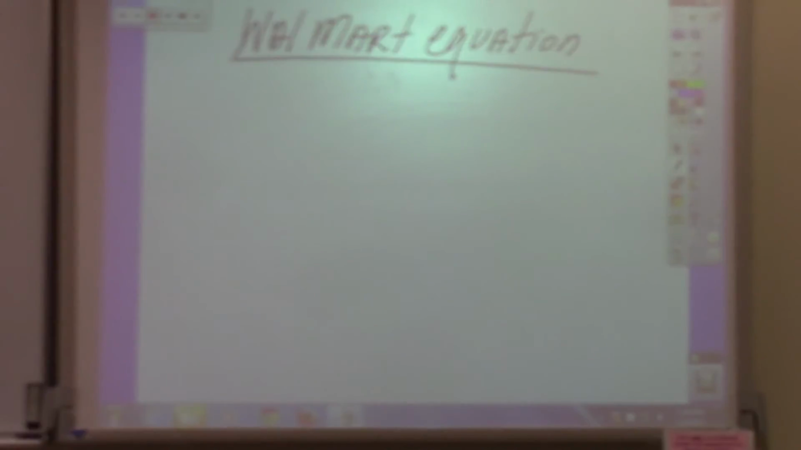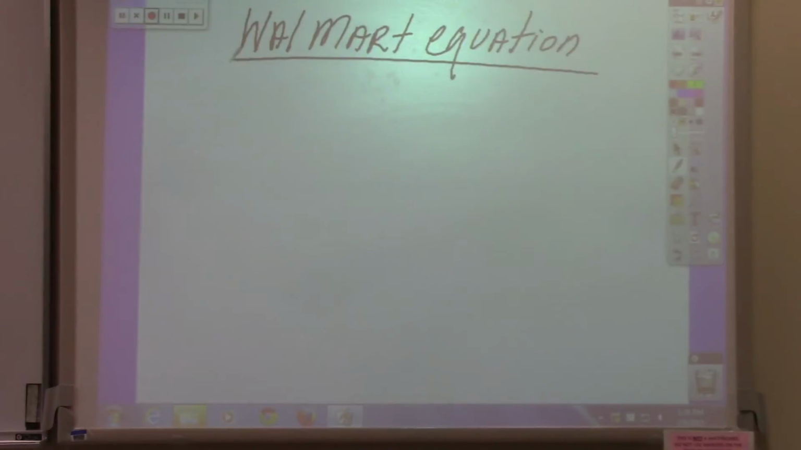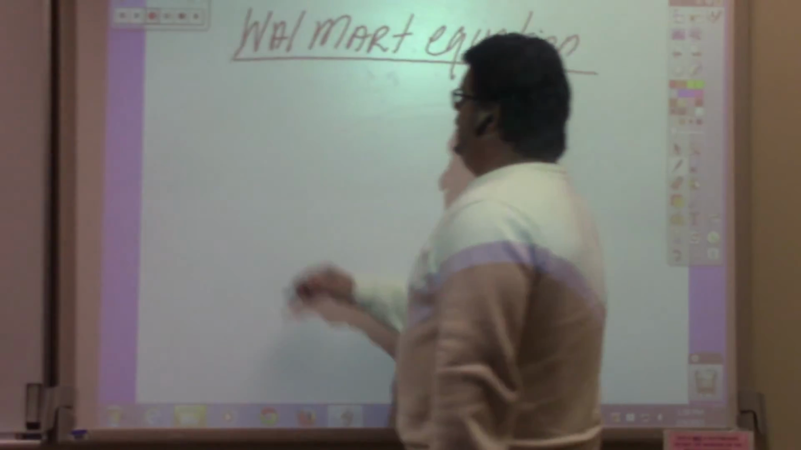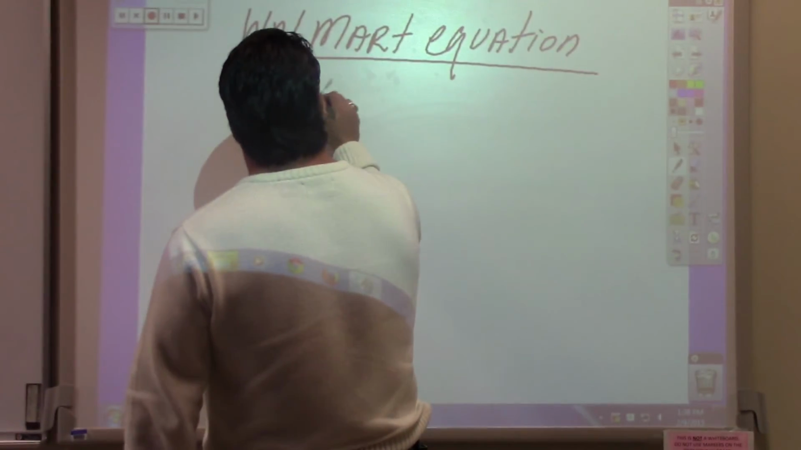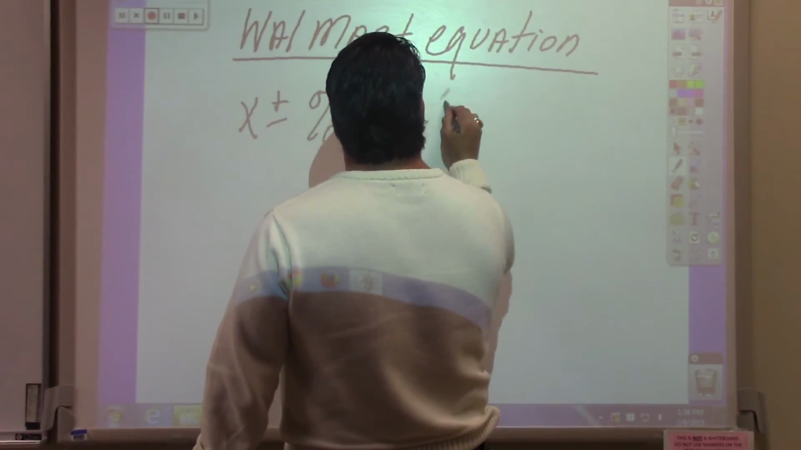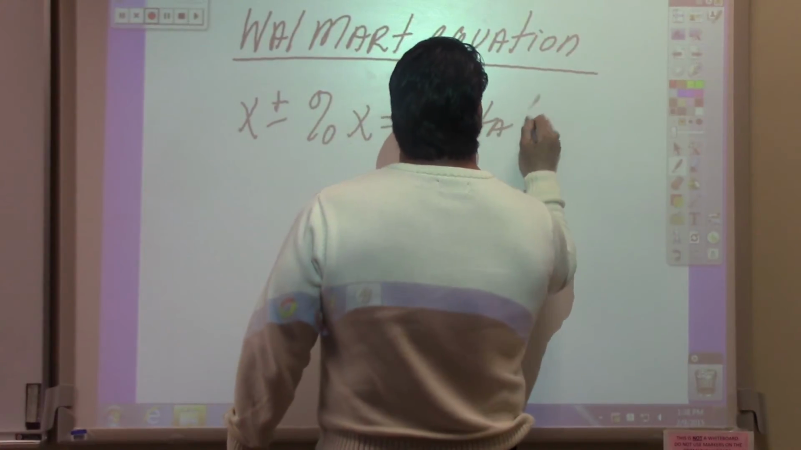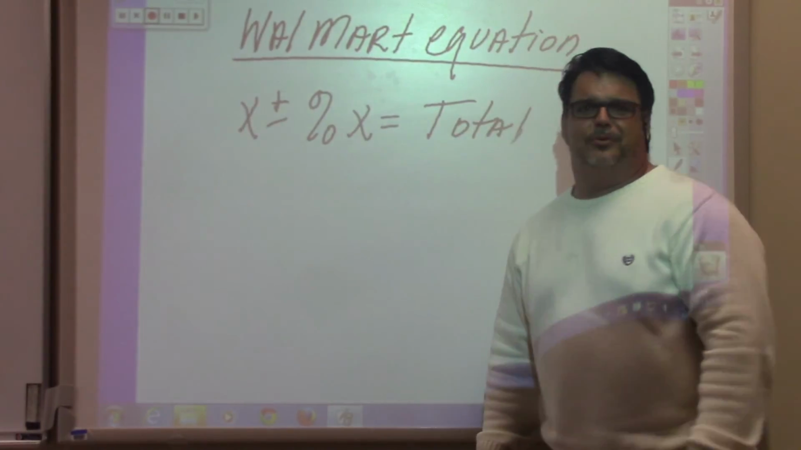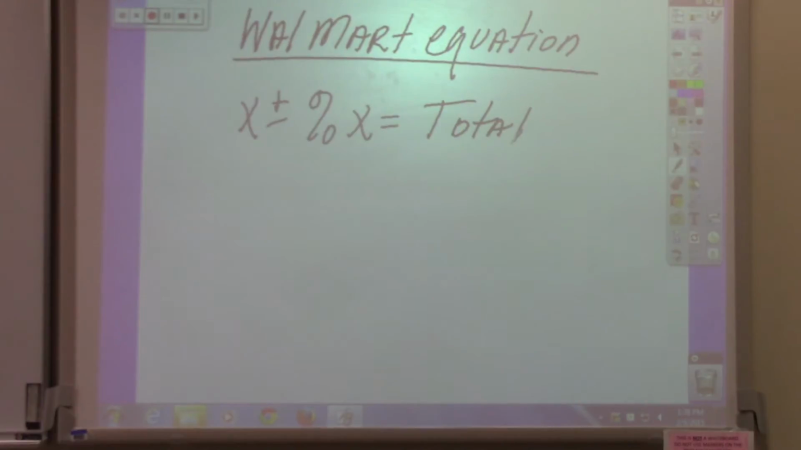Then that's what the Walmart equation is. You take the total plus or minus the percent total is equal to the total that you pay, or not the total price. So this is the Walmart equation. X plus or minus percentage X is equal to the total. This is something I came up with when I started teaching, like my second semester.